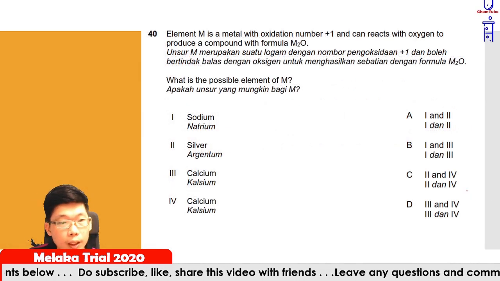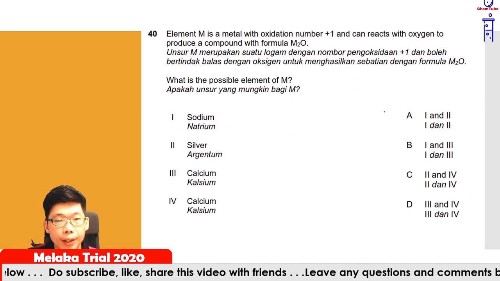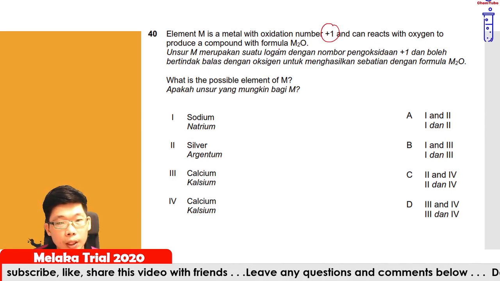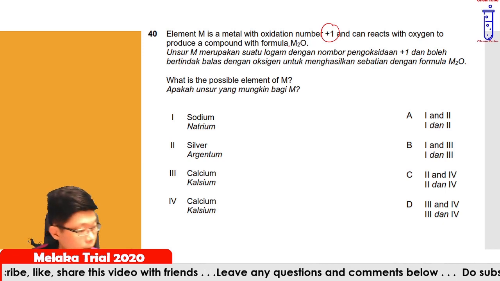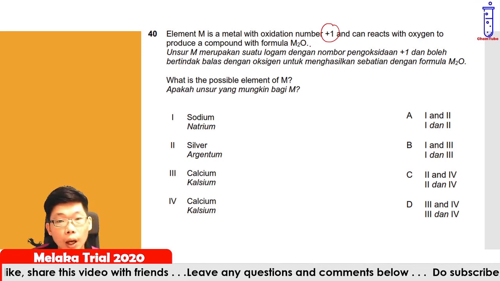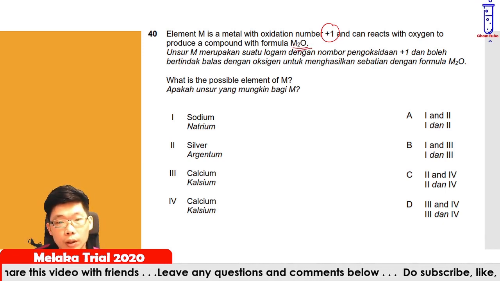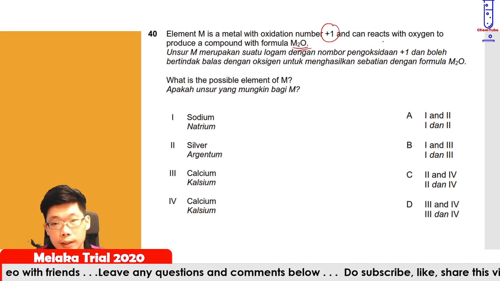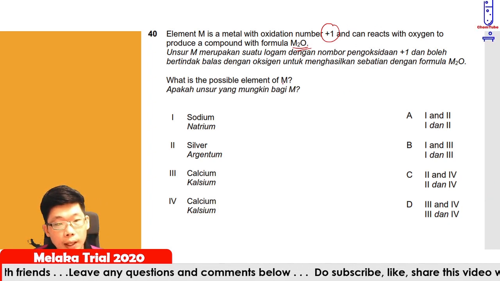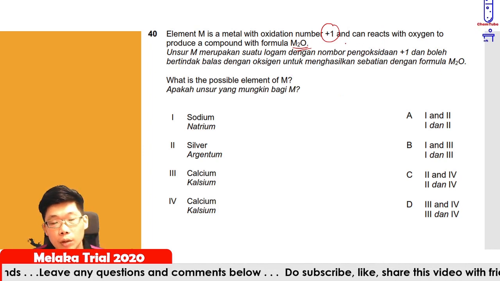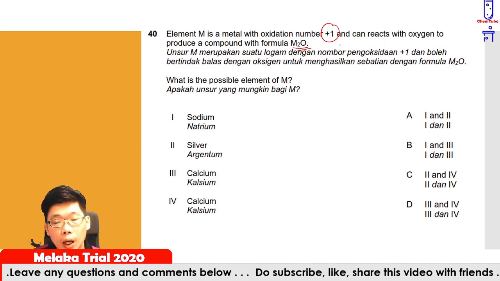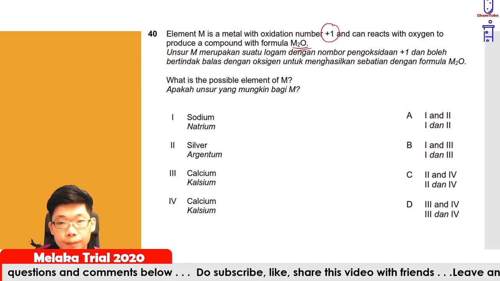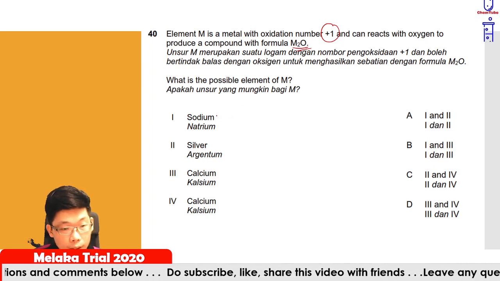Okay, 40. Element M, oxidation number of positive 1, reacts with oxygen to produce M2O. So M2O means that the oxide is okay. Then what are the possible elements of M? With the oxidation number of plus 1, it's sodium, yes.